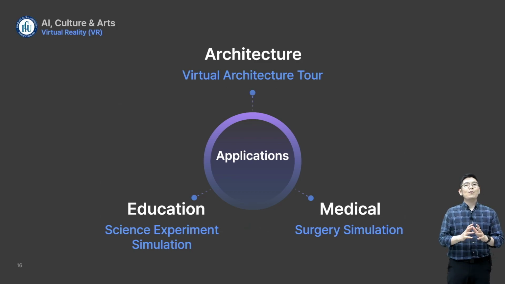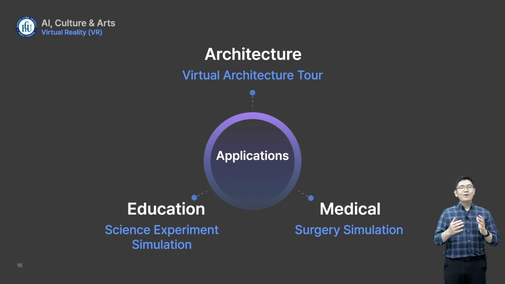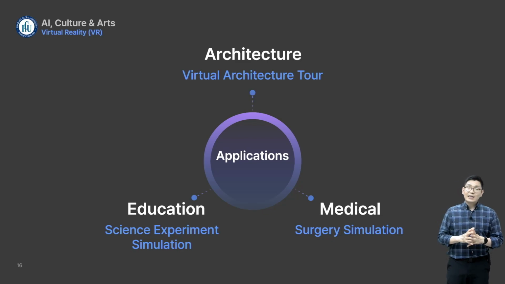Now, we want to cover all the areas of VR fields. These days, it can be used widely in education, architecture, and the medical area. VR helps with scientific experiments and simulation, providing a safe learning environment. In architecture, it allows clients and architects to virtually tour designs, offering a quick way to visualize projects.